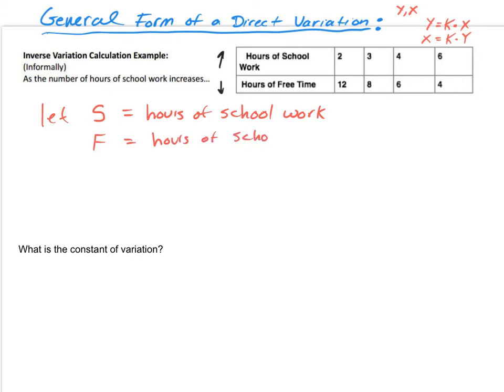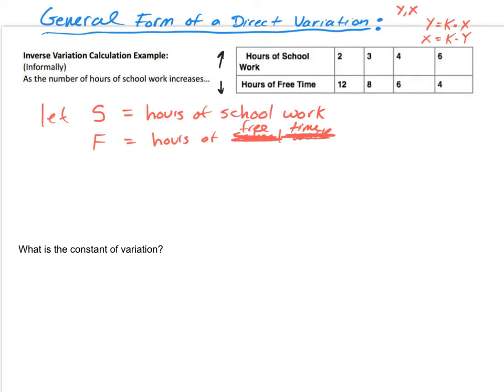In order to describe a general relationship between these quantities, we definitely want variables. So s will equal the hours of schoolwork, f will equal the hours of, I don't know what's wrong with me, free time. So not schoolwork, free time. Sorry about that. So s is going to be representing some amount of hours of schoolwork. f is going to represent some amount of hours of free time.